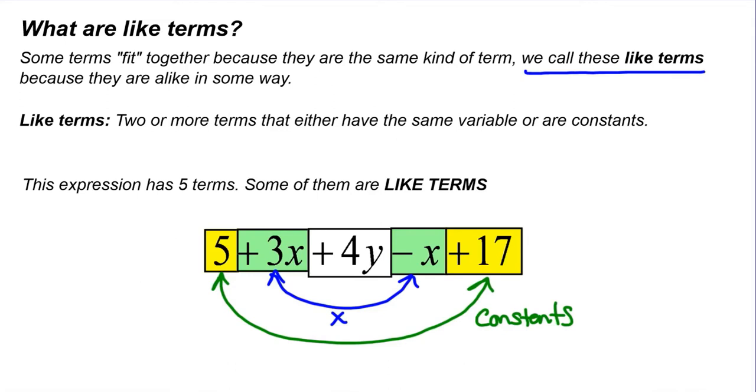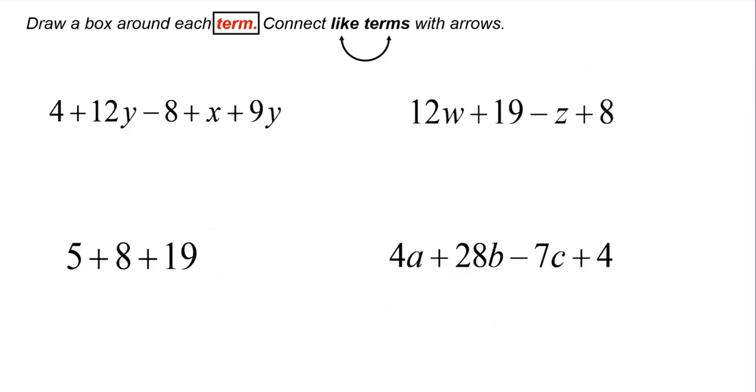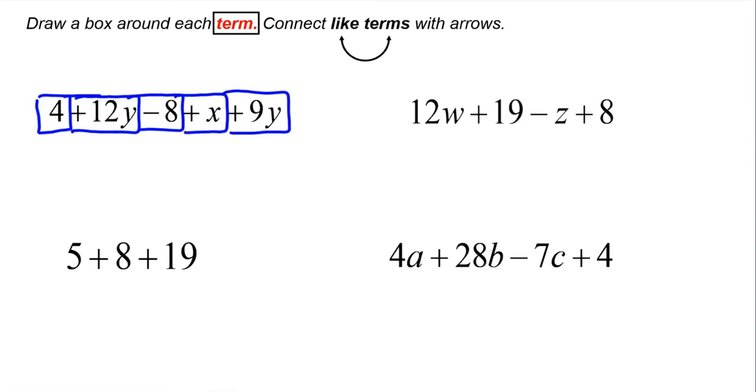So the last thing we want to be able to do is identify like terms in any algebraic expression. So again, we're going to draw boxes around our terms, and we're going to connect like terms with arrows. So this first expression, 4 plus 12y minus 8 plus x plus 9y, has quite a few terms. 4, 12y, 8, x, and 9y. So now we need to look and see, do any of these terms match or belong together?